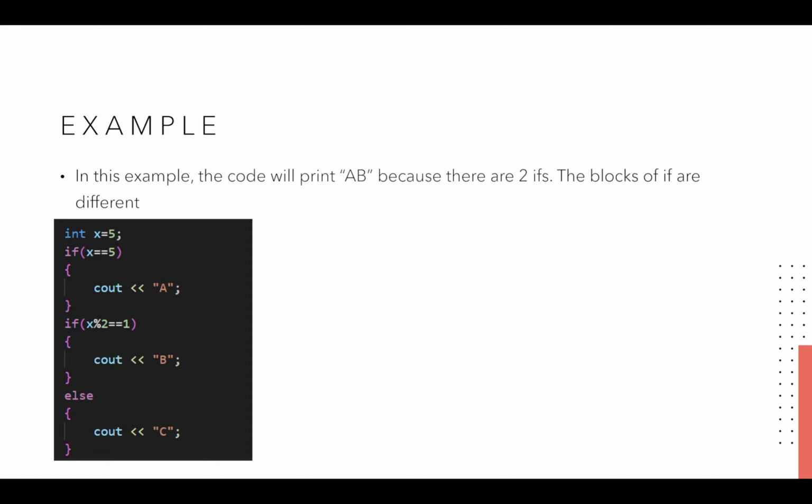In this case, it'll be slightly different, because as you can see here, it's if and then if again. So it'll print ab, because first it'll check whether x is equal to 5 or not, and it is, so it prints a. And then it checks again, because the first if is different from the second if, so it'll check whether x divided by 2 has a remainder of 1 or not, and the answer is yes, so it prints b.